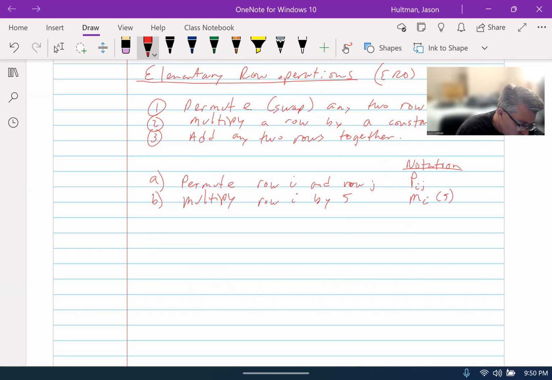Okay, if we want to multiply and then add, we're going to combine those two elementary row operations together. We're going to multiply a row, add it to another row, and then replace that row. So we're going to put row operation C here is multiply.